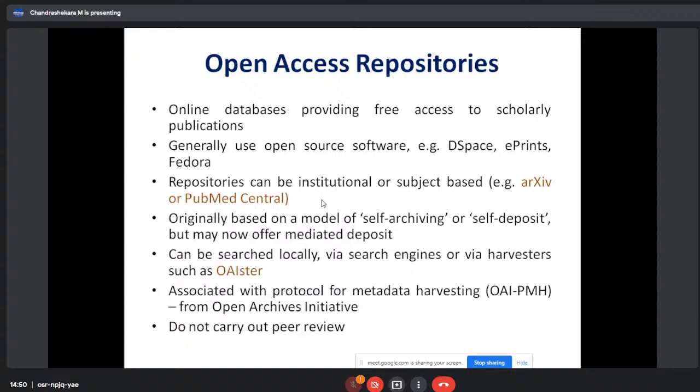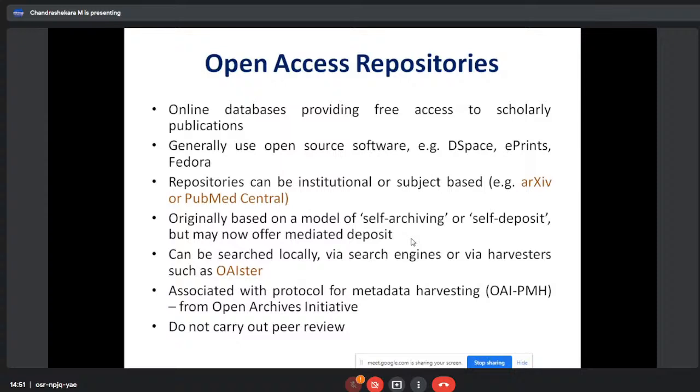See, this is an online database providing free access to scholarly publications. Generally they use open access software. Repositories can be institutional or subject based. Originally based on the model of self-archiving, self-deposit, but now they may offer mediated deposit, because libraries are doing this. They can be searched locally via search engines or via harvesting such as OAister.